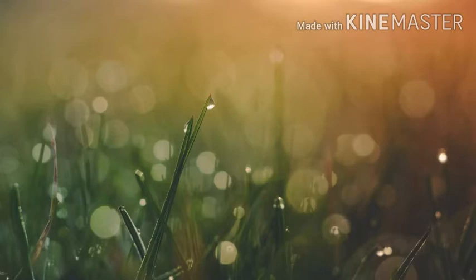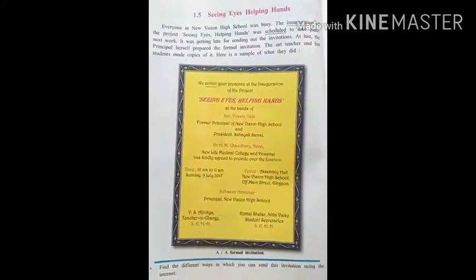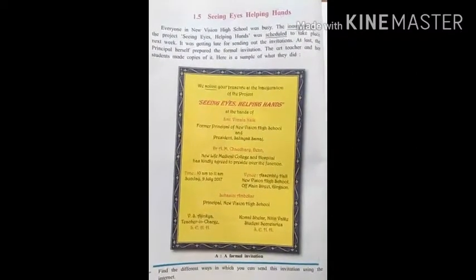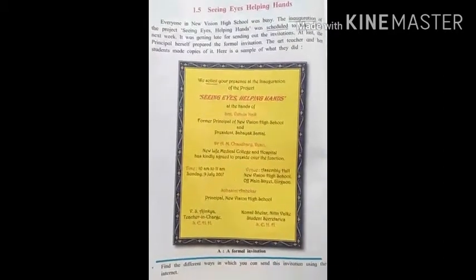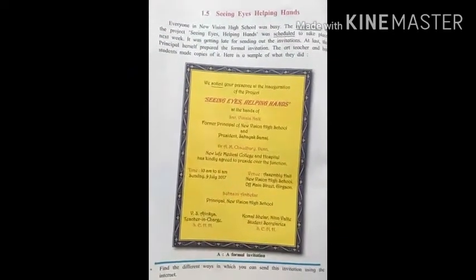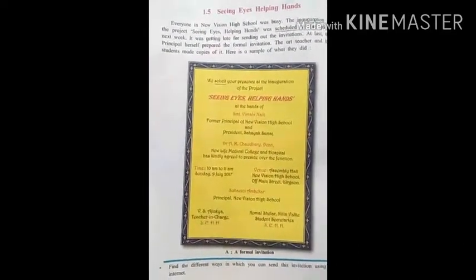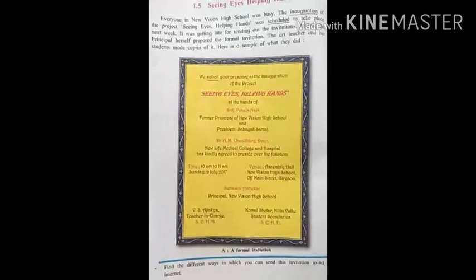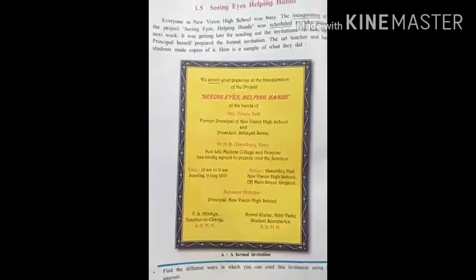So kids, in this lesson 1.5 Seeing Eyes Helping Hands, we will learn four types of invitation. The first one is formal invitation. Can you see in front on the screen? This type of invitation is known as formal invitations. Second one, a written notice. We learn about a written notice. Then third one will be a telephonic notice or telephonic conversation. We will learn about a telephonic invitation. And last one, that is fourth one, oral invitation.